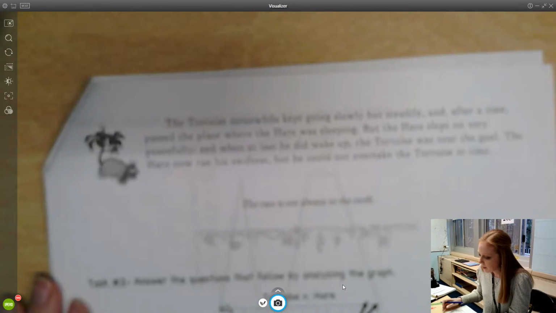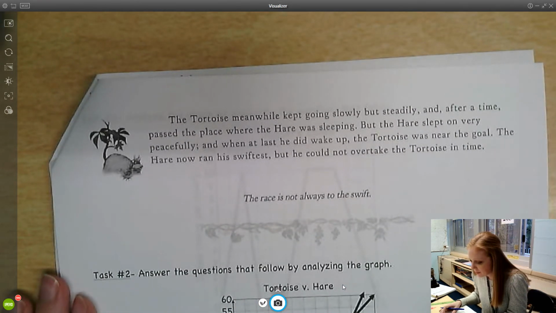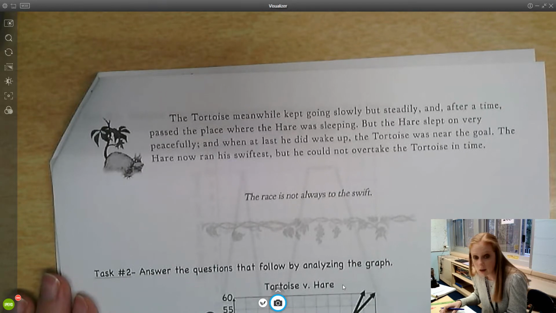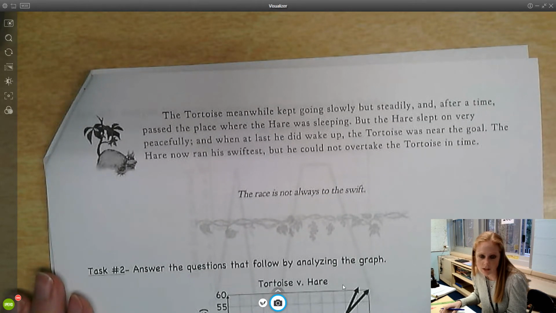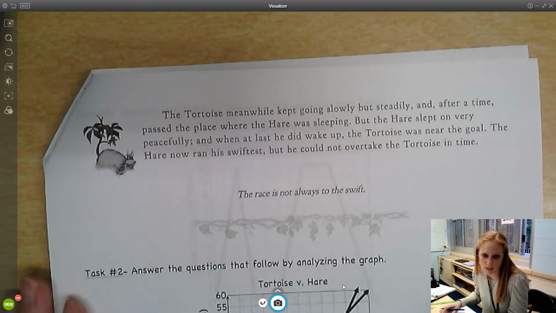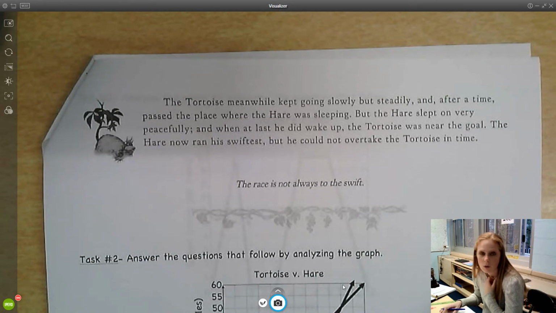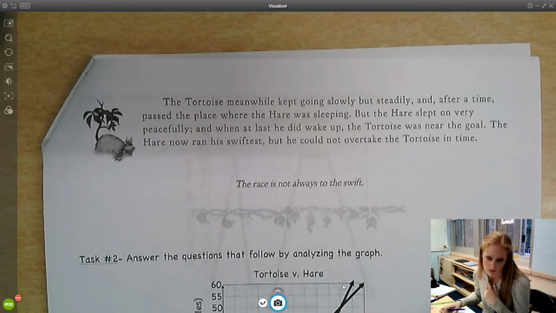The tortoise, meanwhile, kept going slowly but steadily, and after time he passed the place where the hare was sleeping. But the hare slept on very peacefully, and when at last he did wake up, the tortoise was near the goal. The hare now ran his swiftest, but he could not overtake the tortoise in time. The race is not always to the swift, or in other words, slow and steady wins the race.